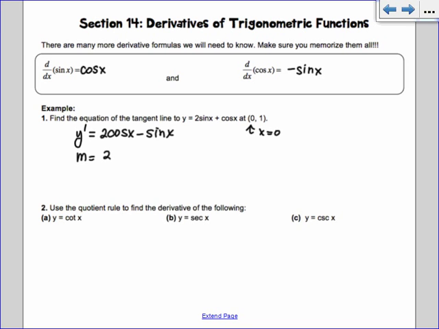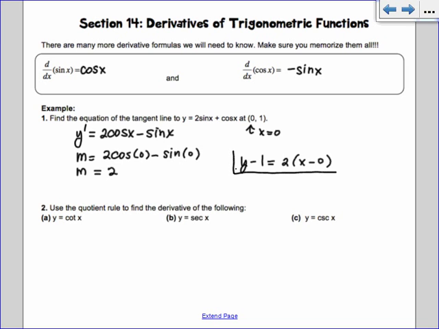So we're going to plug in. So we have 2 cosine of 0 minus sine of 0. So cosine of 0 is going to be 1, and sine of 0 is 0, so we end up getting m equals 2. So then putting it all together, we have y minus y1, which is 1, equals m, which is 2, times x minus x1, which is 0.